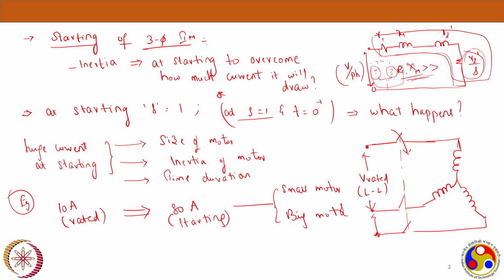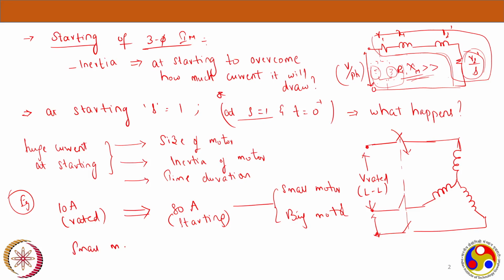So here, the thing we have to understand is, as I said, the size of the motor, the inertia of the motor, and the time duration for which this huge current of 80 amps will be flowing. Here, it is good for this 80 amps to flow through the small motor. Why? Because if your motor is very small and you have given the full voltage, that is the rated voltage of that particular motor, and there is a starting torque, and if it's a small motor, the inertia would be lesser.